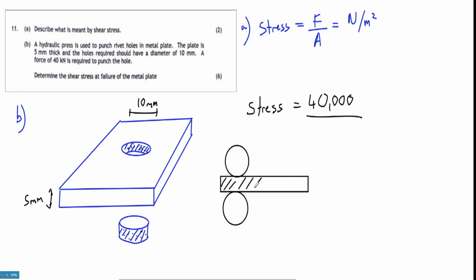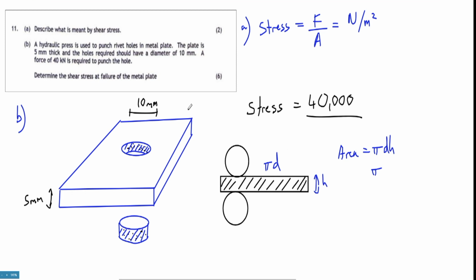It's this part here that we need to calculate, because like I said, that's the bit that's sticking it in there. The length of this is the circumference of the circle, which is pi d, and the height of it is the thickness of the plate, which I just call h. So the area of this is pi d h.